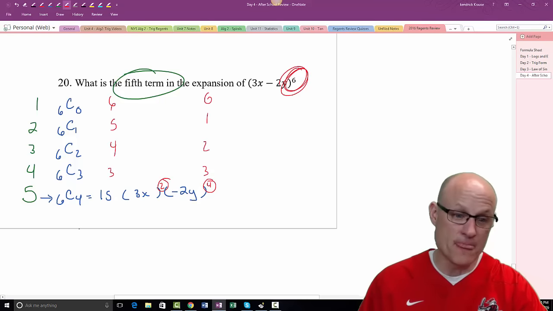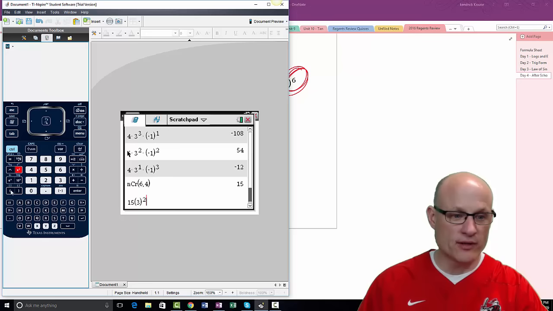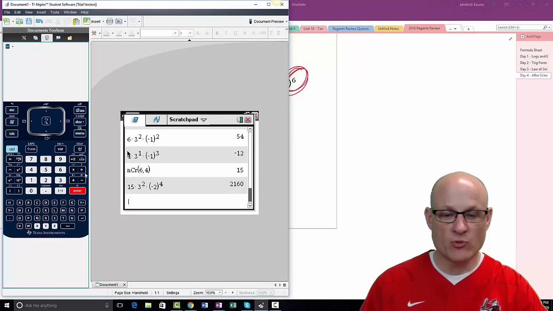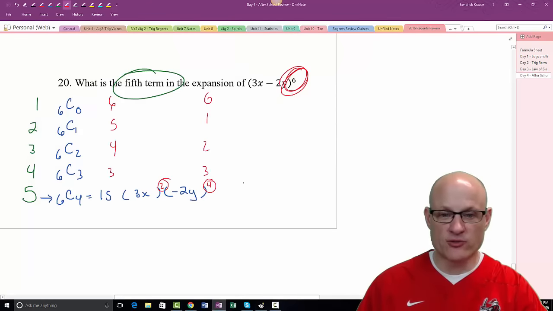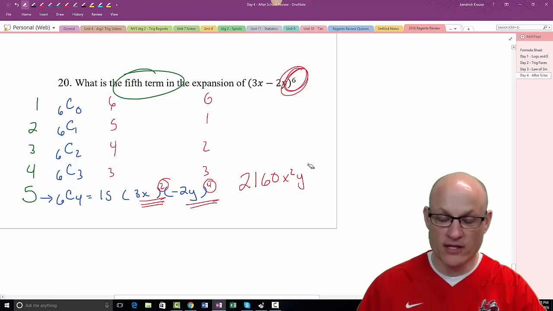All right, I'm almost done. Type in all the numbers. So 15 parentheses, 3 parentheses squared, parentheses, negative 2 parentheses raised to the 4th power. 2160. So I'm going to write 2160 x squared y to the 4th. Oh, y to the 5th. I wrote y to the 5th. I said 4th, but I wrote 5th. Y to the 4th.